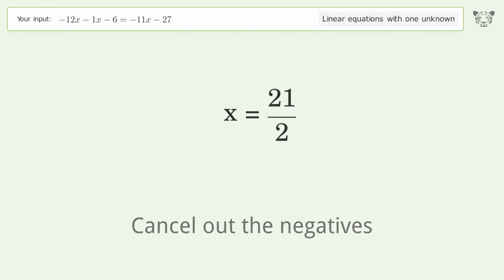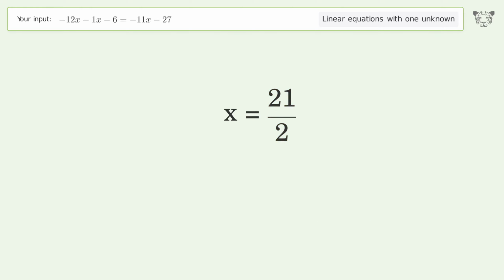And so the final result is x equals 21/2.